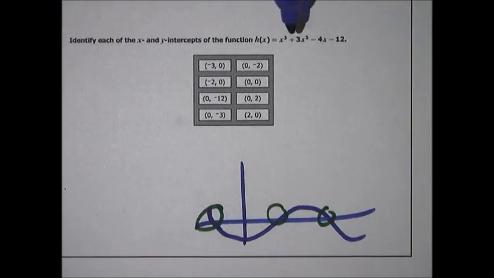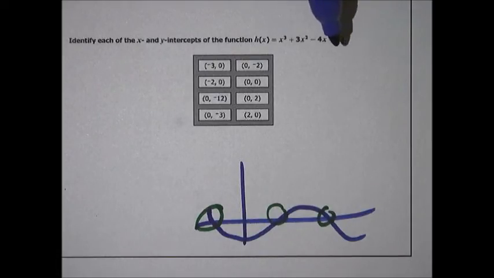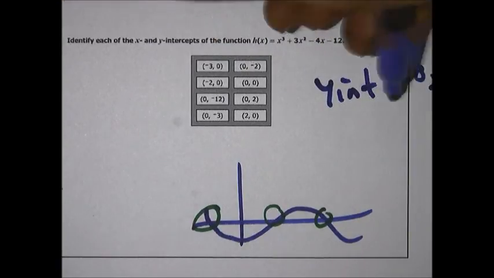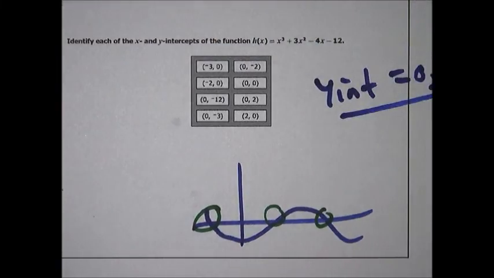Now we can look algebraically. If I want to find the y-intercept, I just let x be equal to 0. So I know right away that the y-intercept is at 0, negative 12. And then to find my x-intercepts, we're going to go on the calculator. You would have to go through and graph it, and then you look them up.